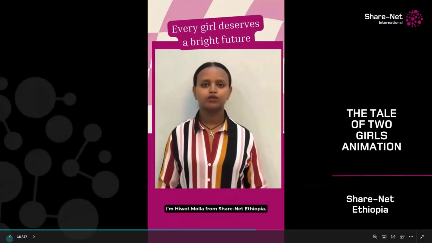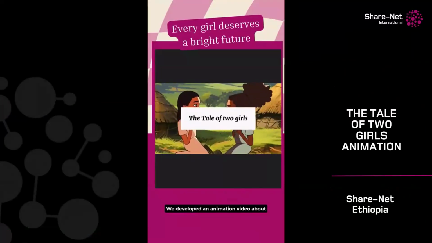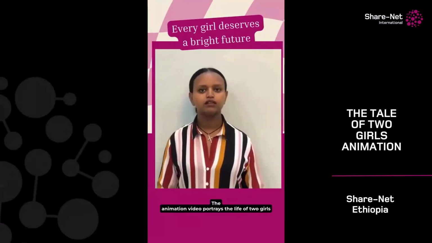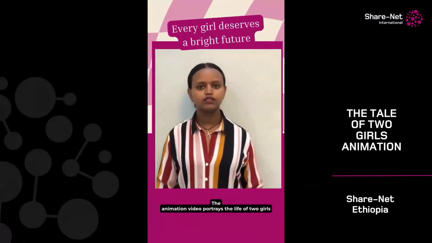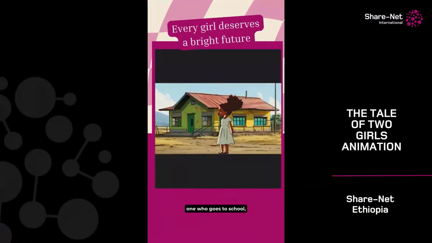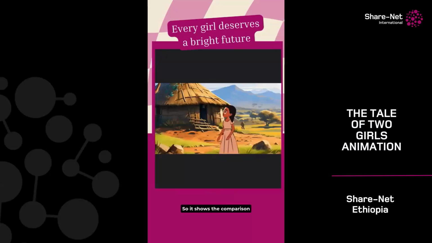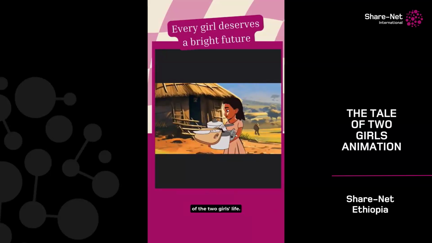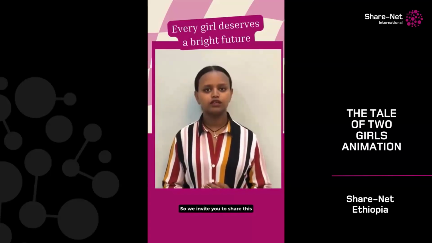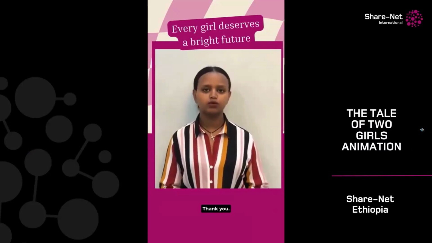Hello everyone, I'm here with Molla from Shannon, Ethiopia. We developed an animation video about child marriage and teenage pregnancy. The animation video portrays a life of two girls, one who goes to school and the other forced to marriage. So it shows the comparison of the two girls' life. So we invite you to share this animation video to reach a wider audience. Thank you.